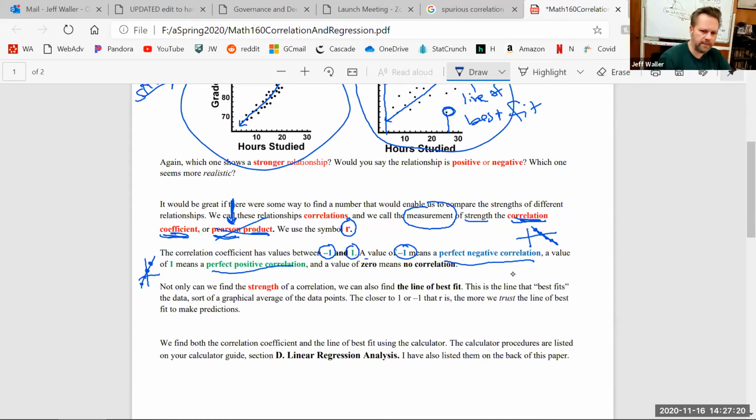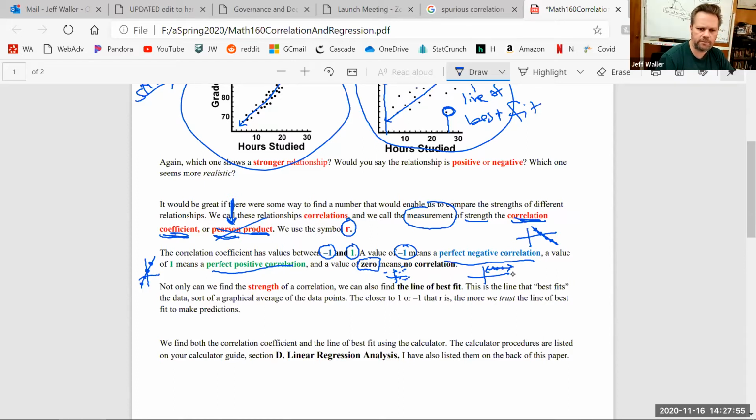And of course, that means that a value of 0 means there's no correlation. So it could look like measles, and so there's no line of best fit. It's not going anywhere. Or it could mean something like this situation. Aren't those perfectly lined up? But that is 0 correlation.